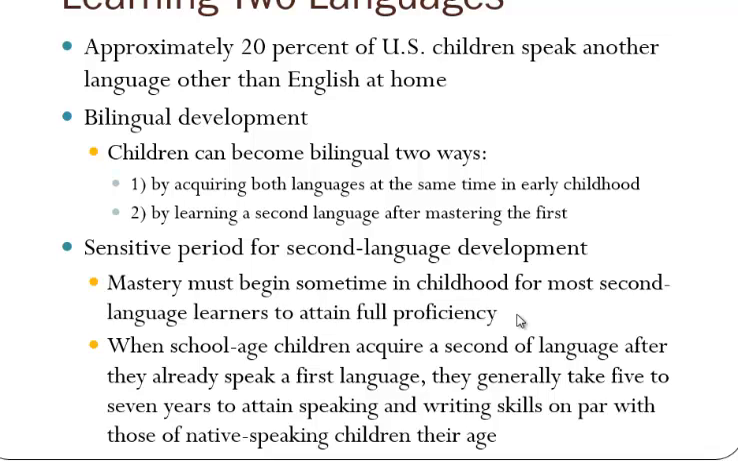It's interesting that once you become an adult and you don't know a language, you can learn it. There's no question that an adult can learn a language, but mastery and really speaking it well is going to be extremely difficult if it wasn't picked up as a child. When school-age children acquire a second language after they already speak a first language, they generally take 5 to 7 years to attain speaking and writing skills on par with their native language. Adults may never be able to speak that second language to the same extent or on the same level as the first one.